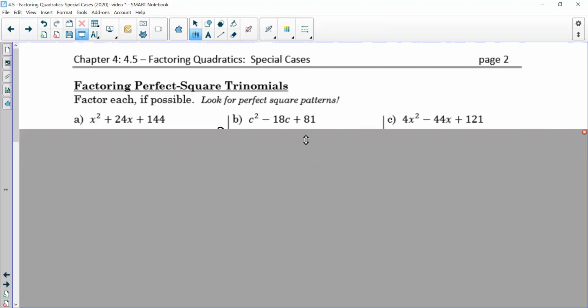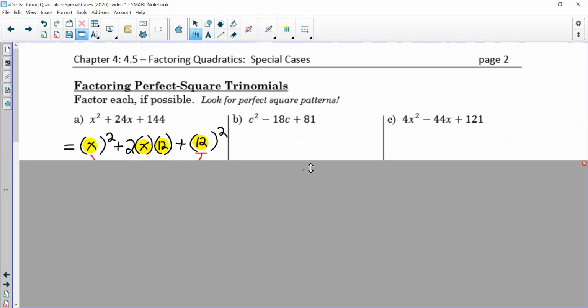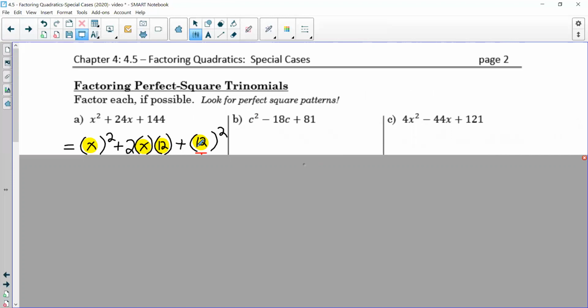So what we're trying to do now is check to see if this thing fits the perfect square pattern. We know that 12 squared will give us 144, x squared gives us x squared. But if I use the x and the 12 in this doubling pattern, do I get the 24x? 2 times 12 is 24, x and positive, that does work. So this does fit a perfect square pattern.